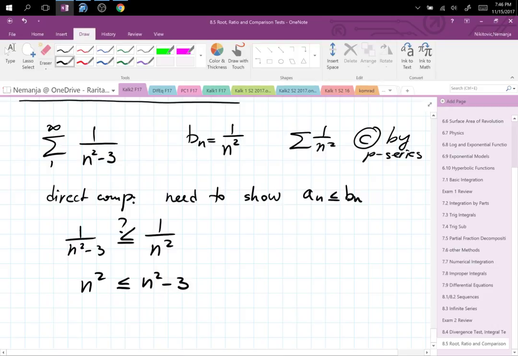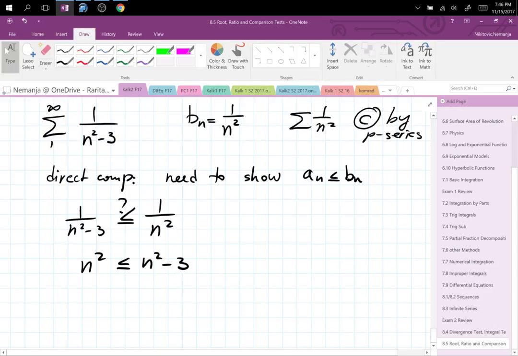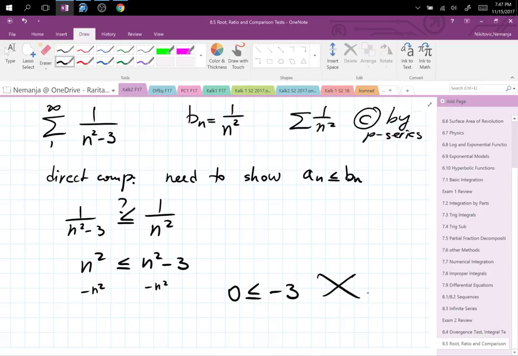See how hell breaks loose? You subtract n squared on both sides, and you get 0 less than negative 3. Right? So the condition didn't hold. Now that doesn't mean that you are wrong and this thing diverges. It just means that the direct comparison didn't work.